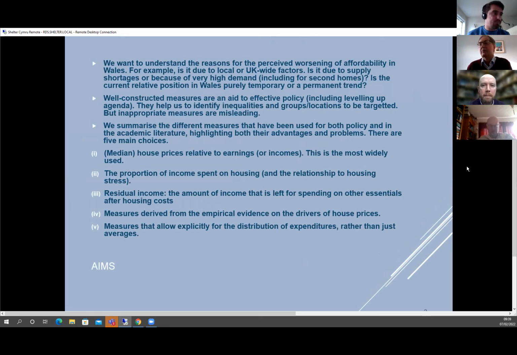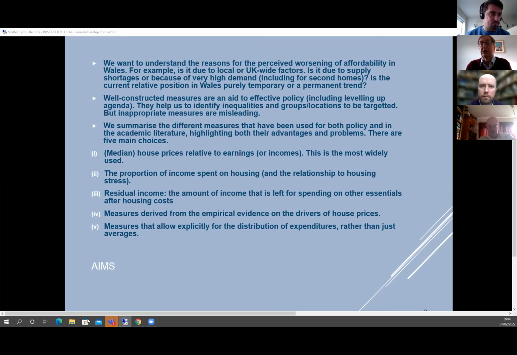I've been asked to talk about different measures of affordability, which at first sight might not actually seem to be the most exciting subject in the world. But the definition of affordability actually matters for appropriate housing policies. If you get the definition wrong, you can actually come up with seriously misleading policies.